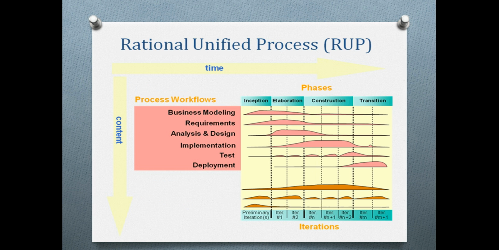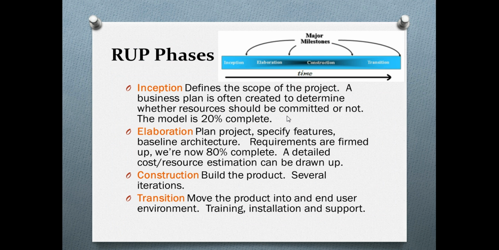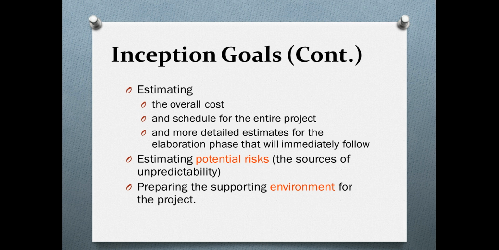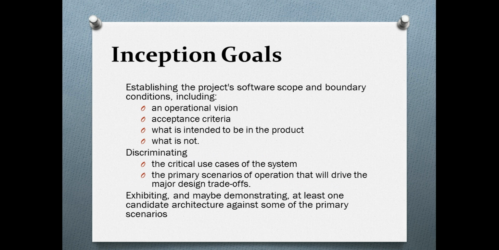That's why you can see we are showing that most of the major primary things are done here, but in the elaboration we are still defining the critical things. So that's what we are showing here. Exhibiting and maybe demonstrating at least one candidate architecture against some of the primary scenarios. Okay, so that's what we try to exhibit: at least one candidate architecture we define, we exhibit against some of the primary scenarios.